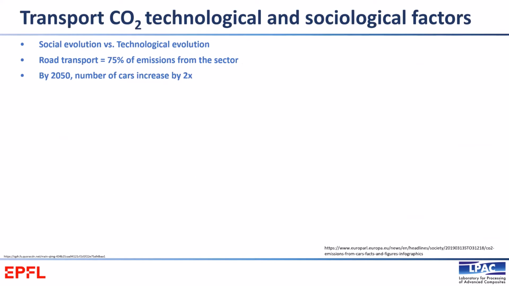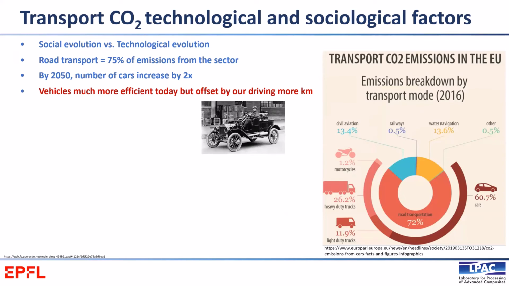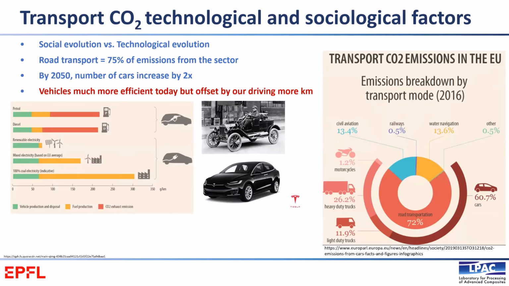Looking at transportation, which is where I spent my career working, it's a huge contribution to emissions in the EU. 60% of transport emissions is from vehicles, twice as many by 2050. We've come a long way from the Model T Ford. Okay, much, much more efficient, and we now can drive around in Teslas, which are electric. The problem is, if you refuel your Tesla from a coal-fired power station, it's actually worse than a petrol car.